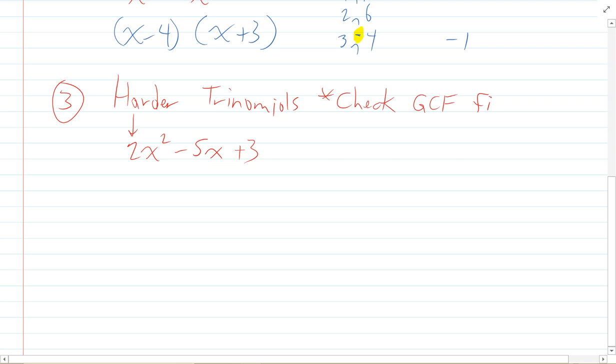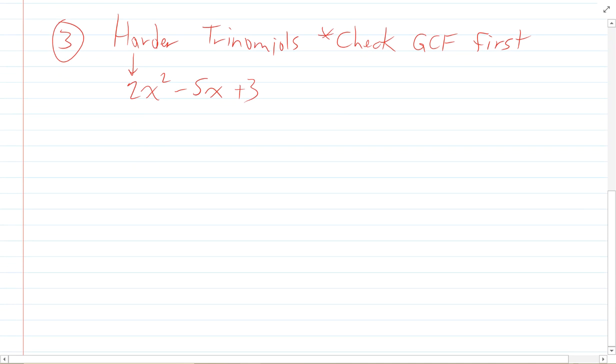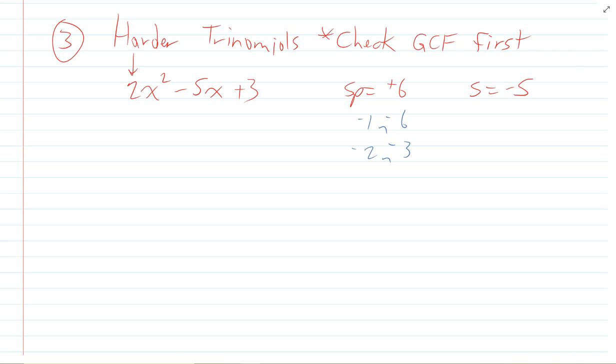And you can't find a GCF, so now you're going to go with a harder trinomial. So your product equals 6, that's positive, and your sum equals -5. So what numbers multiply to positive 6? 1 and 6, 2 and 3, and that's it. And they'd all have to be negative in order to get a positive product and a negative sum. So those clues tell you they must both be negative.